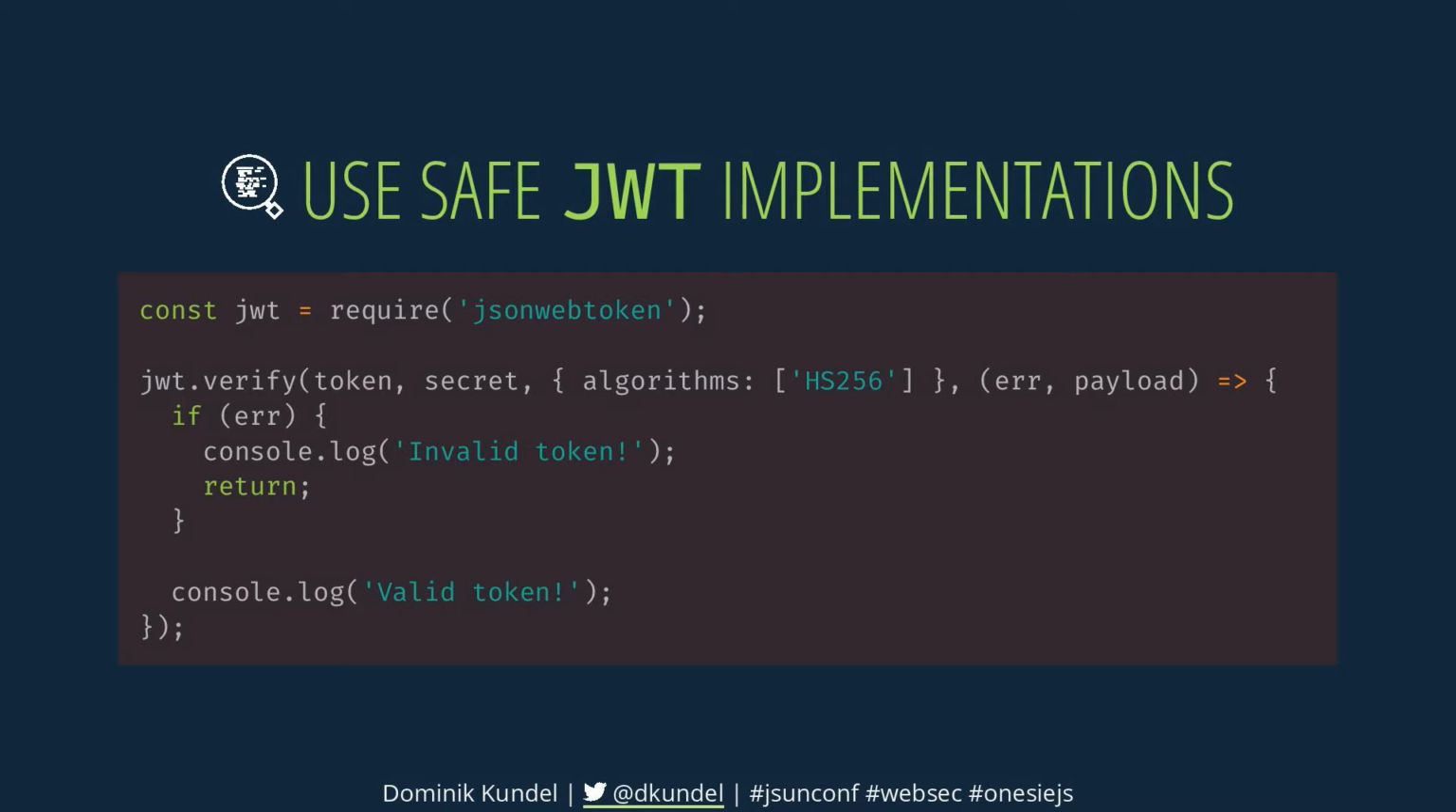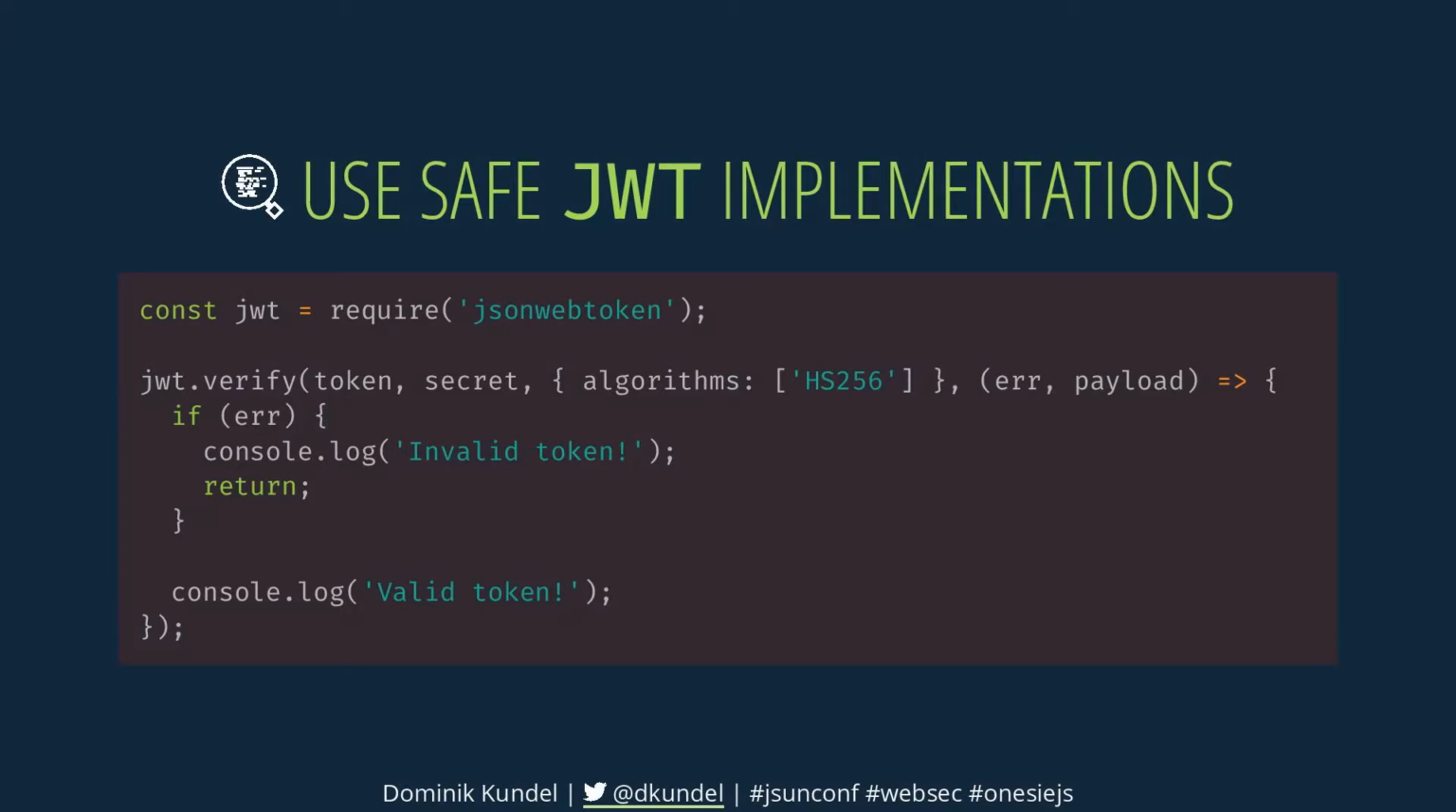But then there's also the fact that you should use a secure JWT implementation. So the library that I was actually using is JSON Web Token, but I was using an old version of it, and the old version has two drawbacks. It doesn't allow you to whitelist algorithms, meaning specifying only the algorithms that should be supported. In this case, I really just want to support HS256.